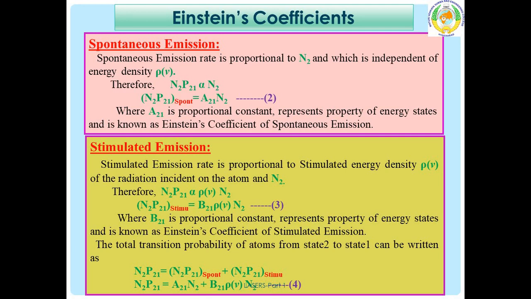So the total transition probability from state 2 to state 1 for the atoms can be written as the sum of spontaneous emission plus stimulated emission probability, right? So that means what? N2 P21 is equal to N2 P21 spontaneous plus N2 P21 stimulated. So that should be equal to what? A21 N2 plus B21 rho nu N2.